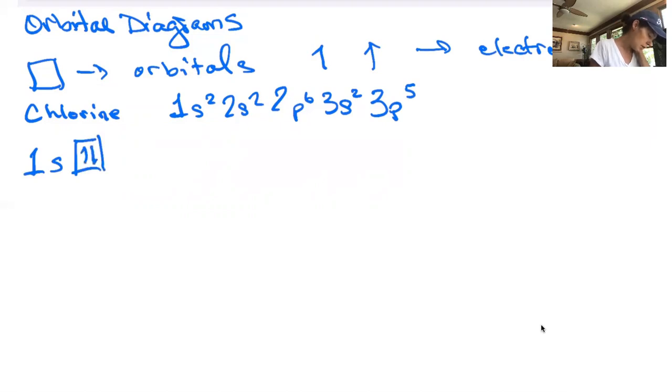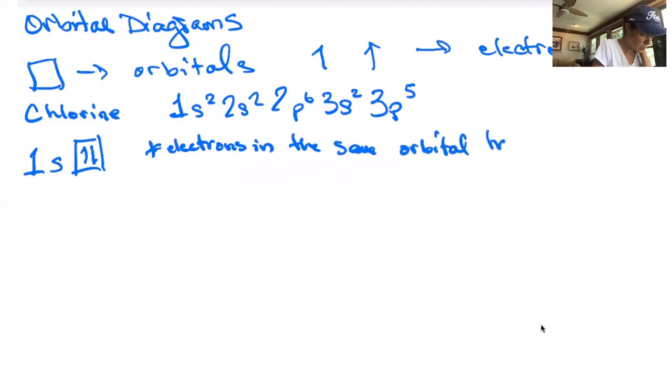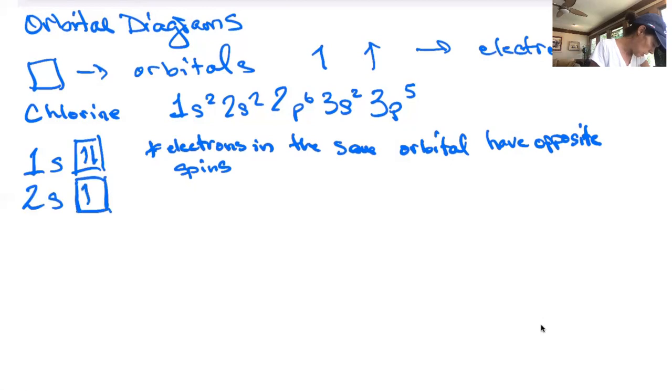The arrows must go in opposite directions because electrons in the same orbital have opposite spins. So you must represent those electrons with one arrow going up and one arrow going down to demonstrate the opposite spins of the two electrons in the same orbital. We've got a 2s. S only has one orbital, and one electron will be spinning up while the other is spinning down. And with 2p, a p has three orbitals, so we will demonstrate that with three boxes.